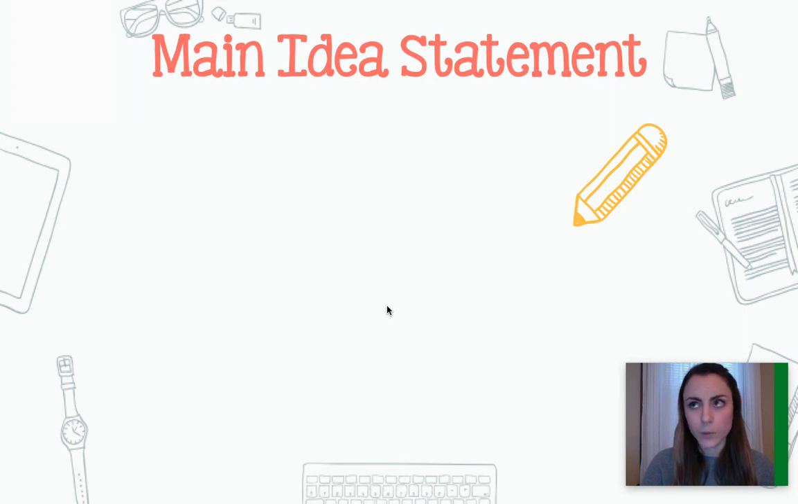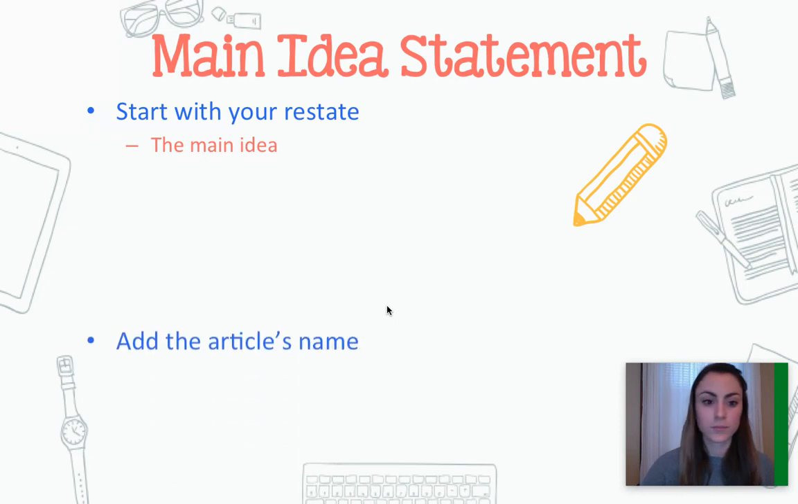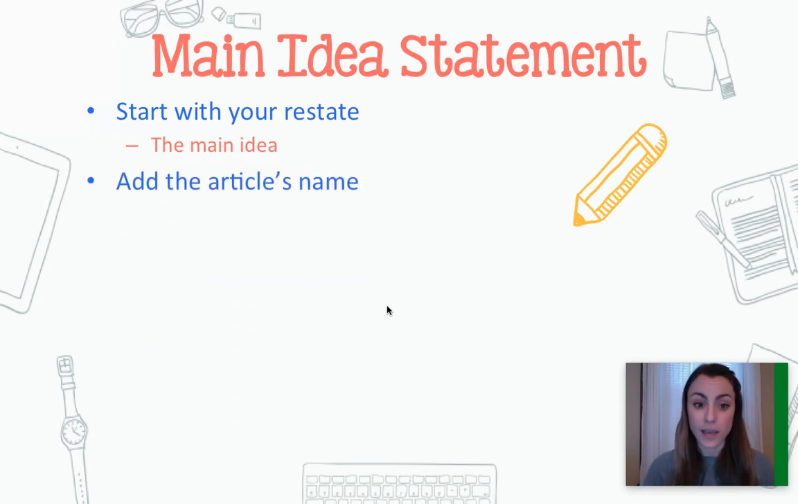So how do we create the main idea statement? I'm going to give you a few steps to do so. It's quite easy, just follow along. First, you start with your restate. Many questions can be asked: what is the text mostly about? What is the main idea of the text? Or what is the central idea of the text? So you just restate a portion of the question. The main idea is. Then you add the article's name.